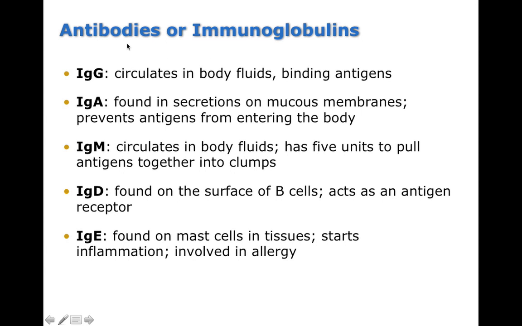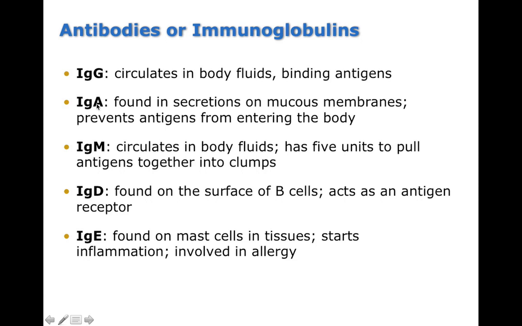So there's lots of different types of antibodies here. The first one we'll talk about is IgG. So IgG is a little smaller, and because it's smaller, it actually can circulate pretty well within your body fluids, and it just binds to foreign antigens.